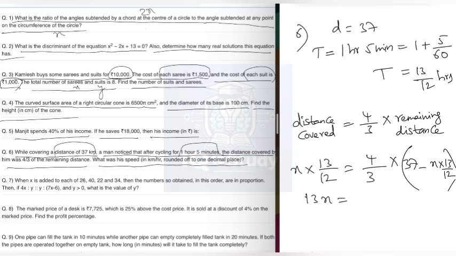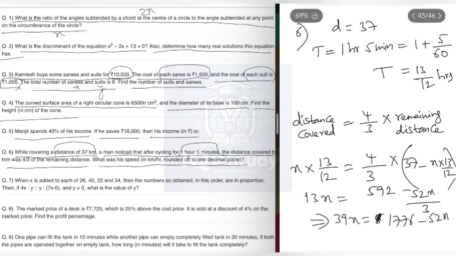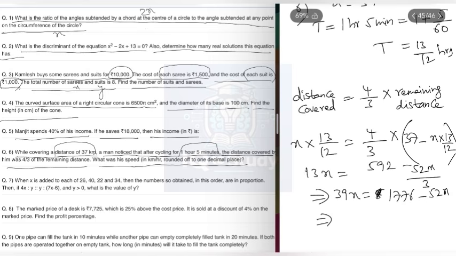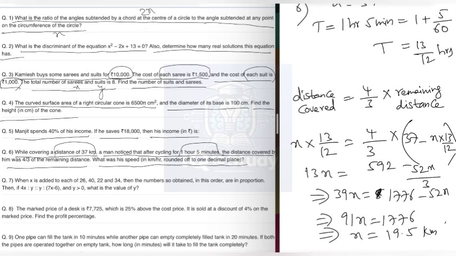13x is equal to 592 minus 52x divided by 3, which implies 39x is equal to 1776 minus 52x, that is 91x is equal to 1776, and x becomes 19.5 kilometers per hour. So his speed is 19.5.